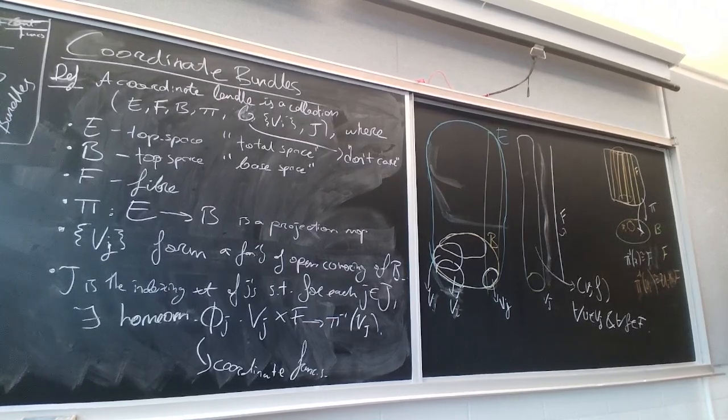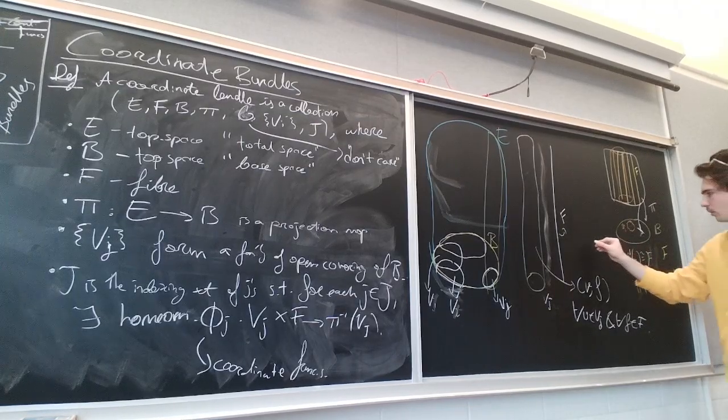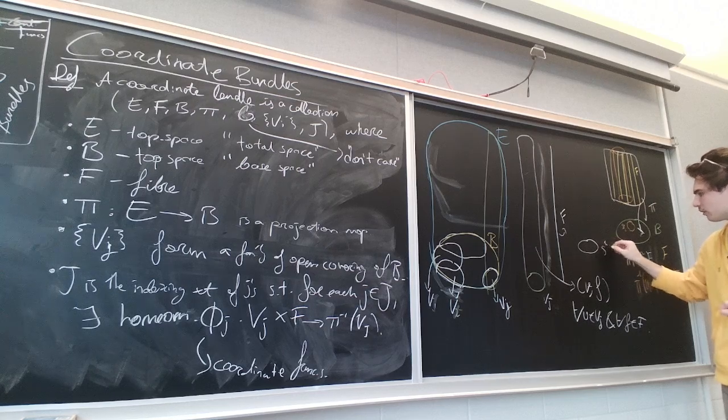But okay, I'll also just quickly draw one very simple example of a fiber bundle that people are already familiar with. Suppose my manifold was a circle, S1. So this was my B.